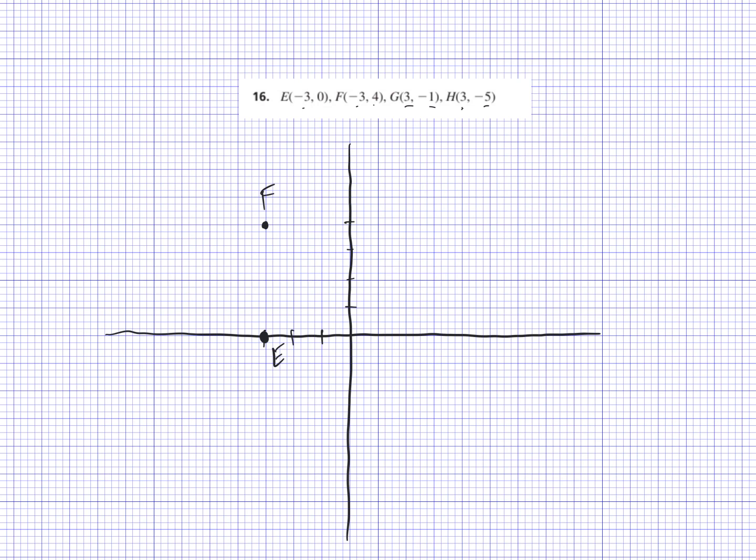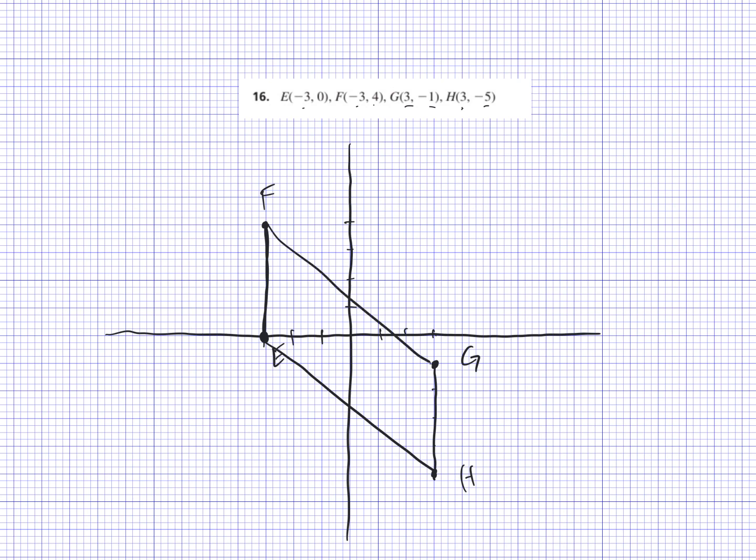G is at 3, -1. 1, 2, 3, -1. And H is at 3, -5. So 3, 1, 2, 3, 4, 5. So here we have vertical lines. This makes it easy again. So we graphed it. That's part of it. You do have to graph.